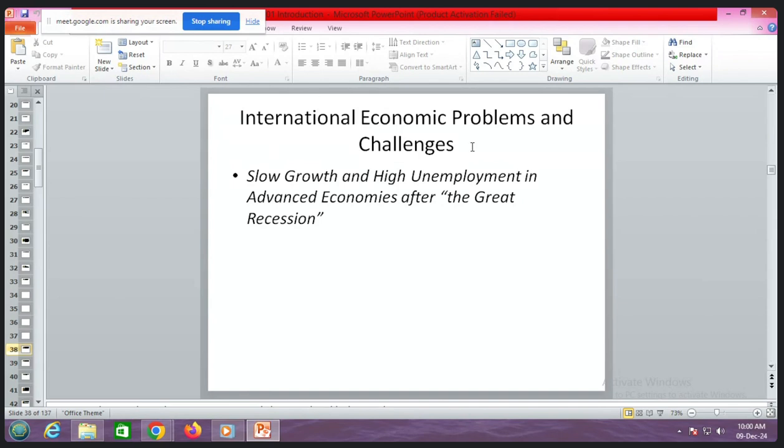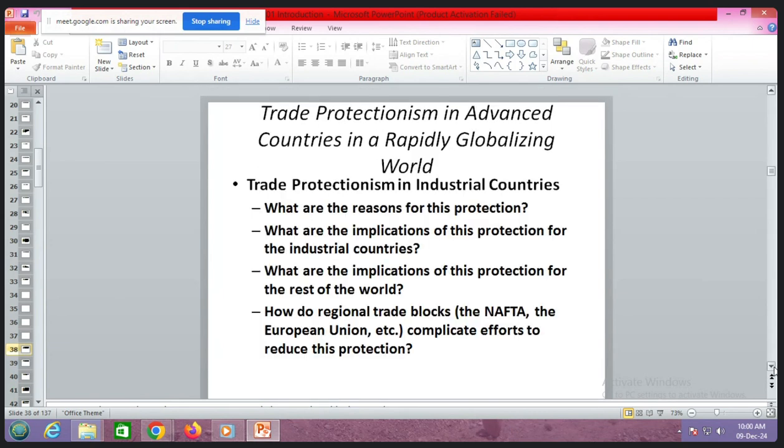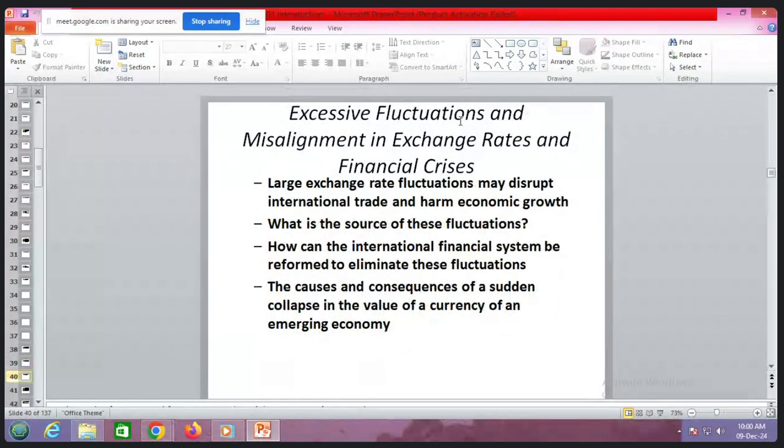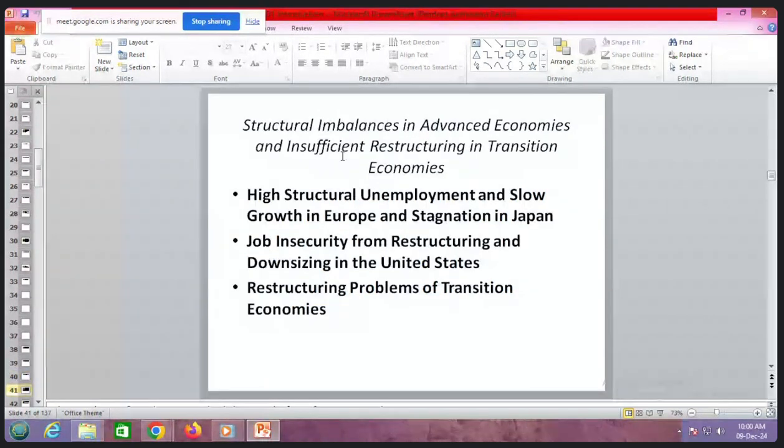So international economic problems and challenges, you find that broadly, I have explained this here and there, but this is given in a systematic manner. So what are the problems and challenges? Like slow growth, high unemployment, lot of trade protectionism in the industrial countries that is taking place in the recent times. Similarly, there is lot of fluctuations in the exchange rate and the financial crisis. I have explained this to you here and there in the introduction, but this is given a little more systematically.